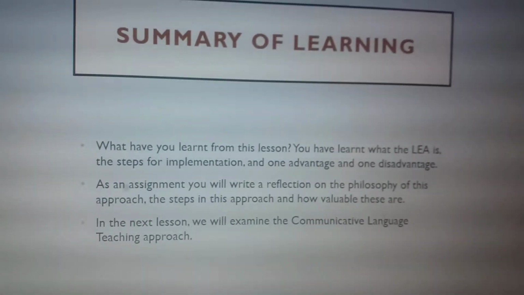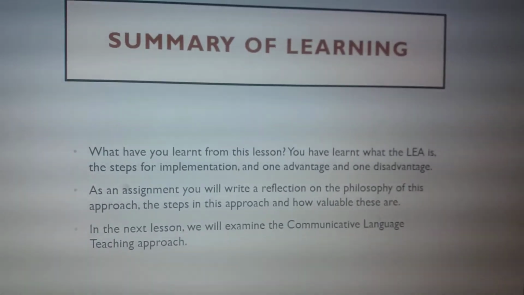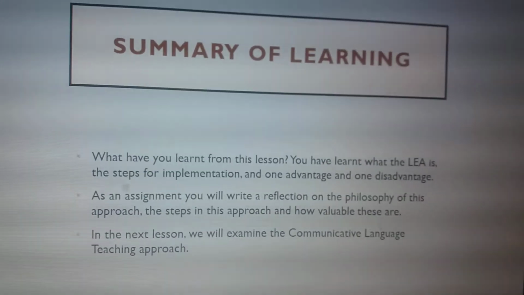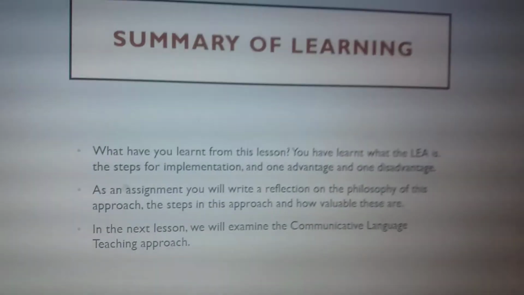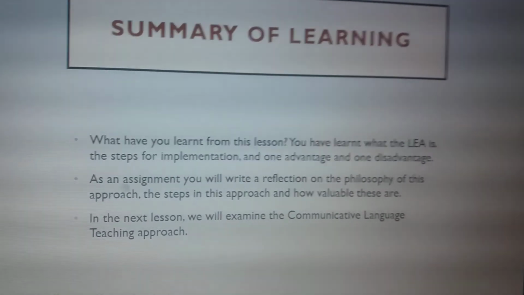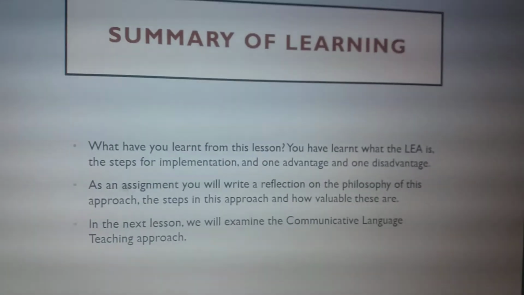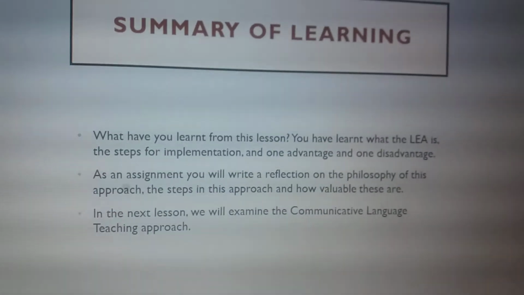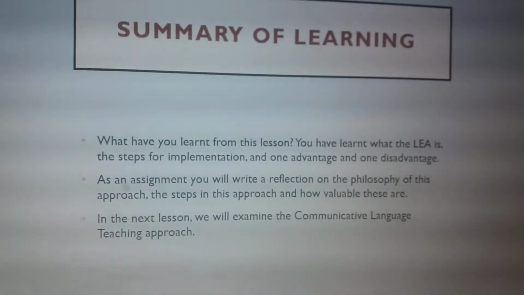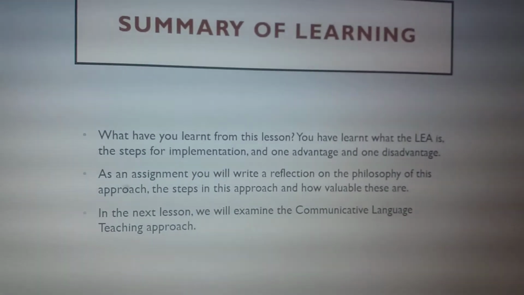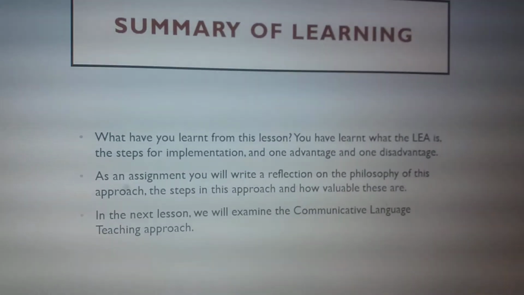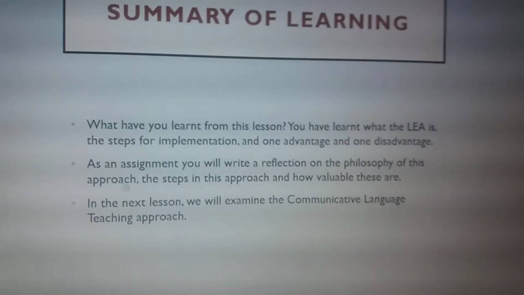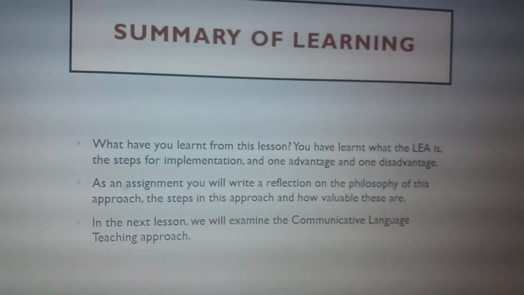Now, what have you learned from this lesson? You have learned what the language experience approach is, the steps for implementation, and one advantage and one disadvantage. As an assignment, you will write a reflection on the philosophy of this approach, the steps in this approach, and how valuable these are. In the next lesson, we will examine the communicative language teaching approach.